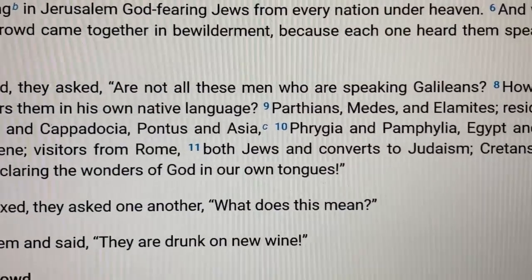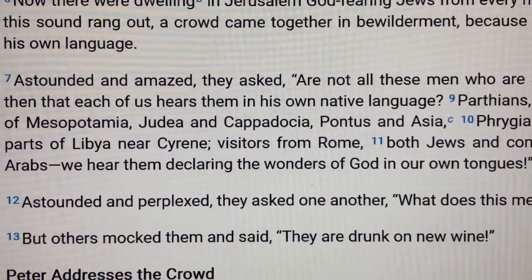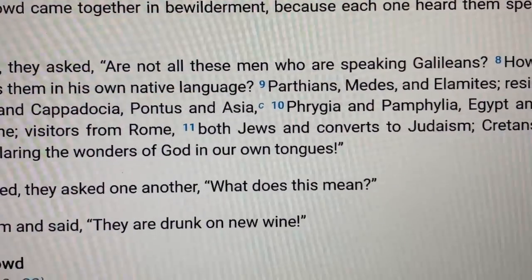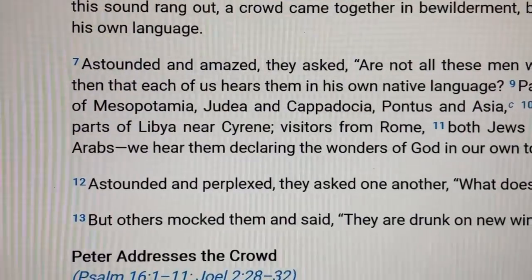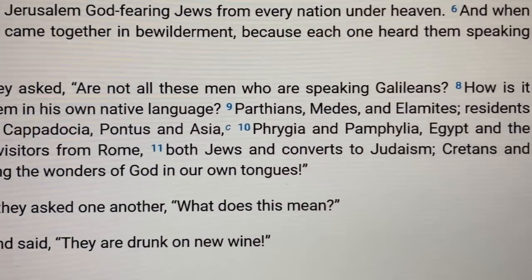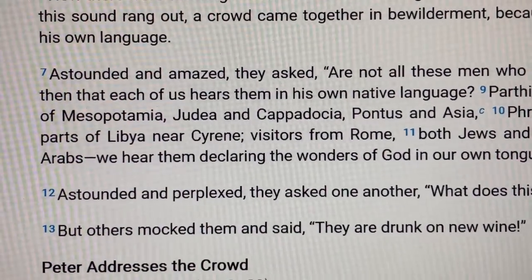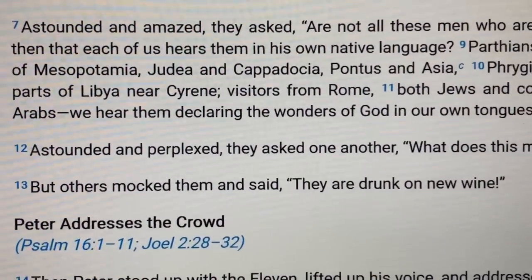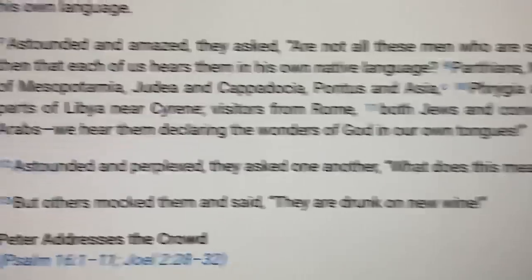Parthians, Medians, Elamites, residents of Mesopotamia, Judea, Cappadocia, Pontus and Asia, Phrygia, Pamphylia, Egypt, and the parts of Libya near Cyrene, visitors from Rome, both Jews and converts to Judaism, Cretans, Arabs, we hear them declaring the wonders of God in our own tongues. Astounded and perplexed, they asked one another, What does this mean? But others mocked and said they are drunk on new wine.